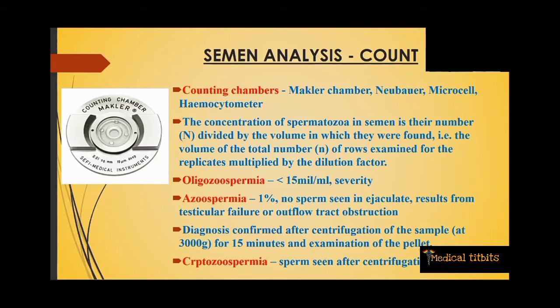But the diagnosis of azoospermia can only be confirmed after centrifugation of the sample at 3000 G for 15 minutes and examination of the pellet. If still no sperms are seen, then you can term the person as azoospermia if 2 samples have been checked. Or if you are seeing sperms after centrifugation, it is termed as cryptozoospermia.